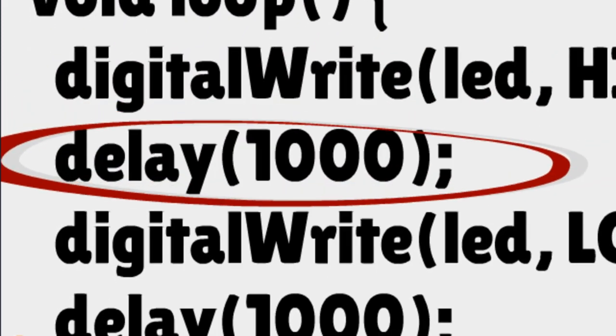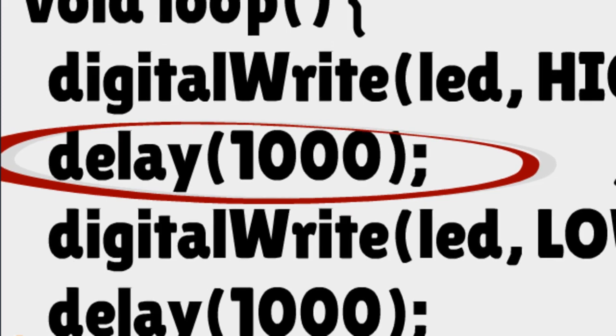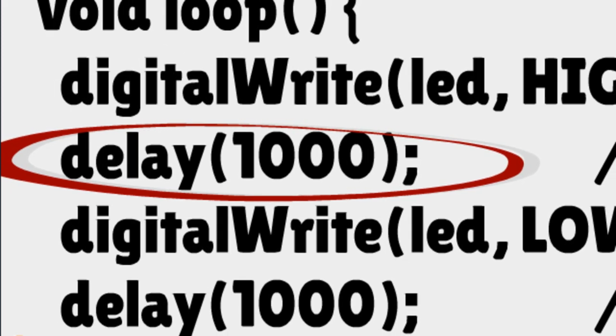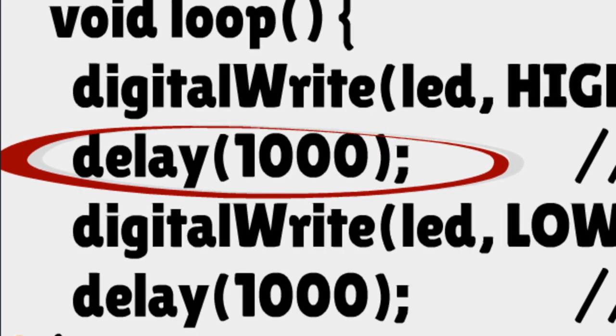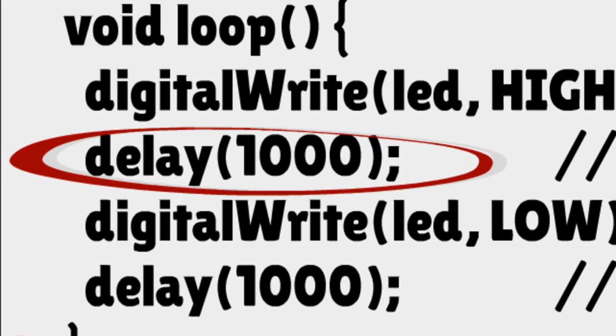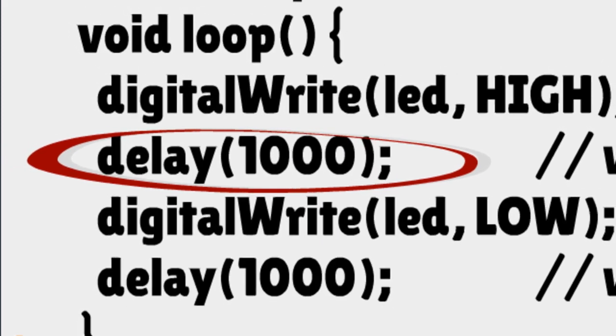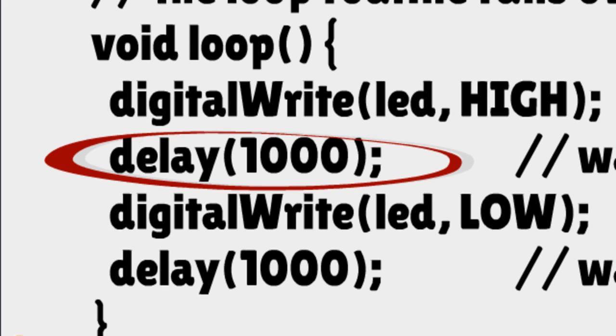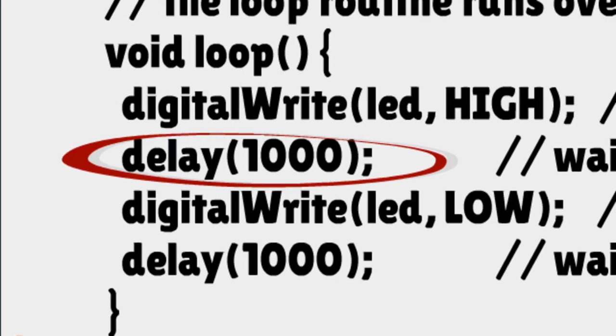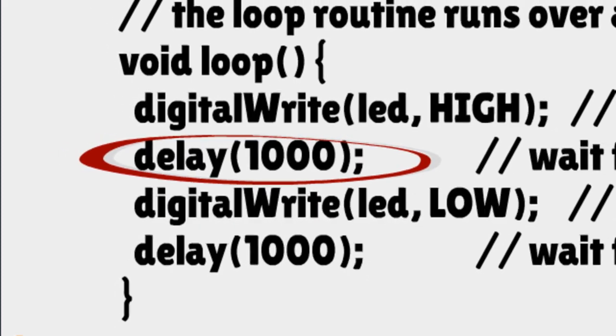delay(1000) makes the processor do nothing for the number of milliseconds that you pass as an argument. digitalWrite(LED, LOW). This instruction now turns off the LED that we previously turned on. This closing curly bracket marks the end of the loop function.